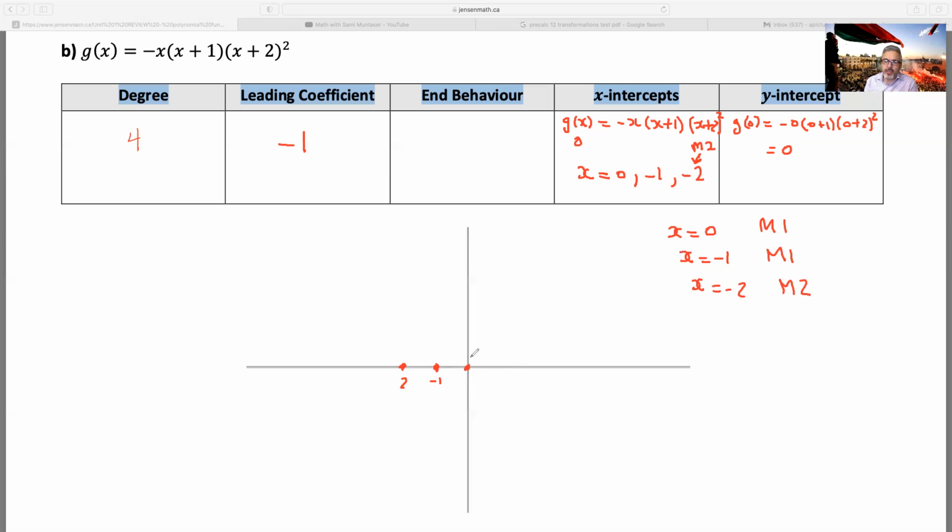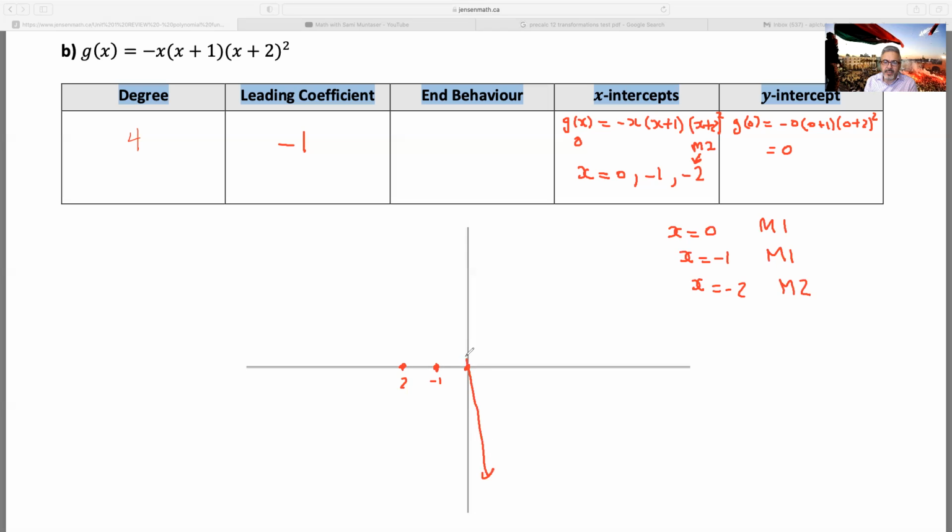So now what you do is you go to the zero furthest to the right and see if you're going to go up or go down. How do you know? You look at the leading coefficient, which is negative. So if it's negative, for sure your graph is going down.